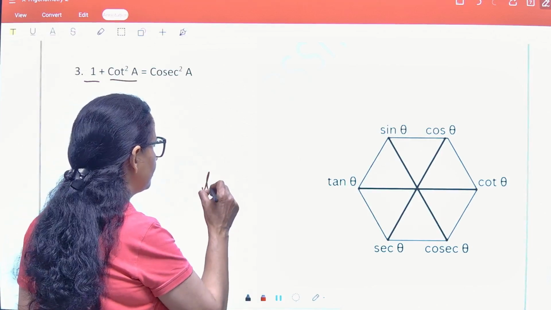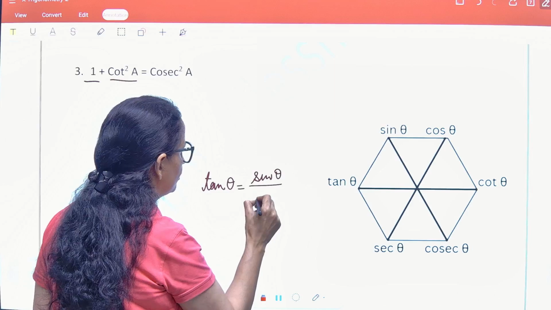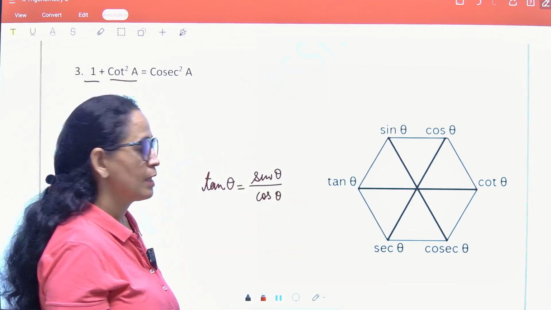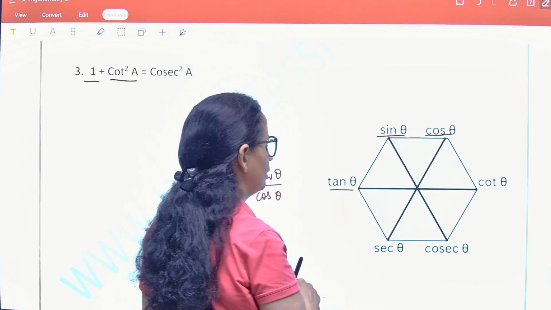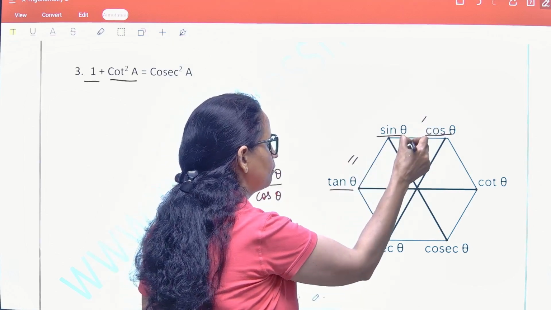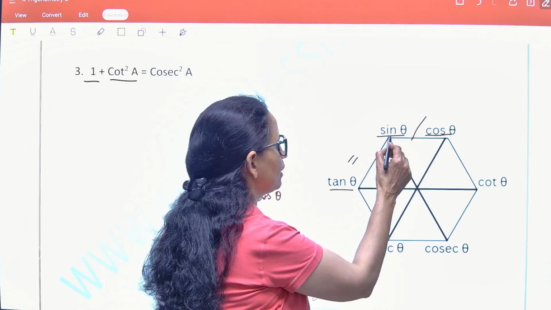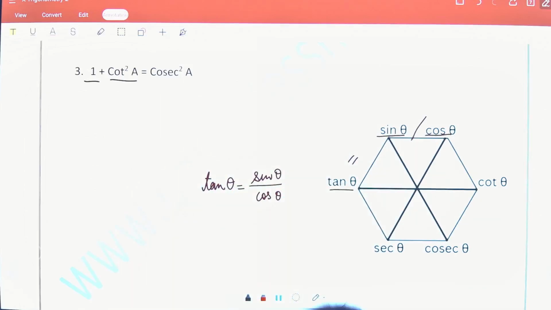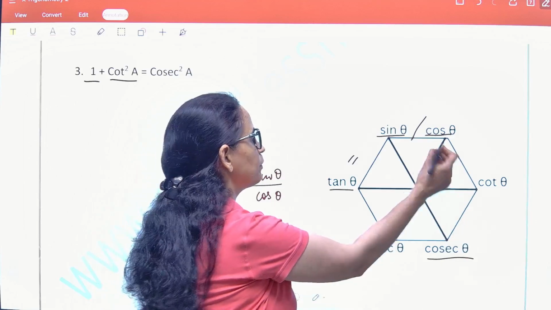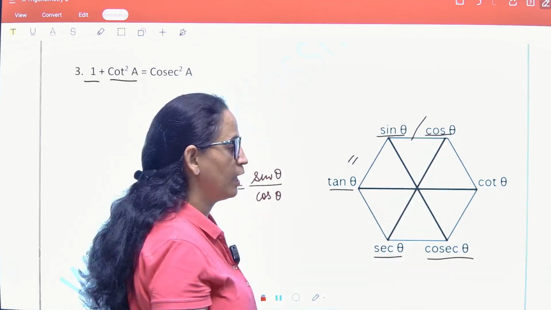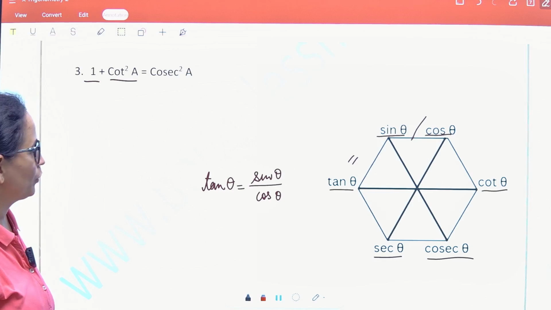Now we all know that tan theta equals sin theta by cos theta. Yes? So write here tan theta, write here sin theta, and write here cos theta. Tan theta equals sin theta by cos theta. Done? Now the reciprocal of sin theta is cosec theta. So write here on the diagonal cosec theta. Reciprocal of cos theta is sec theta, and reciprocal of tan theta is cot theta. So now the hexagon is ready to show you the magic.